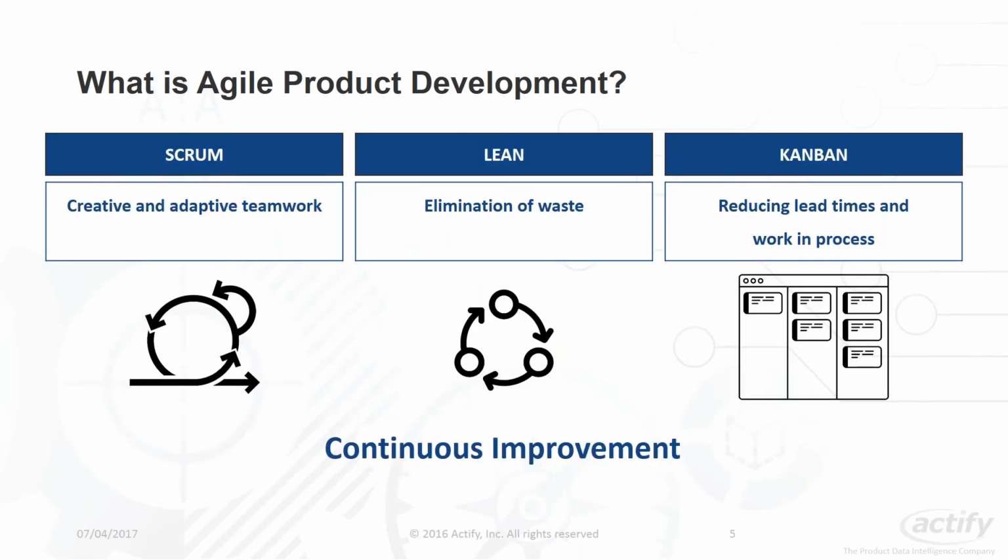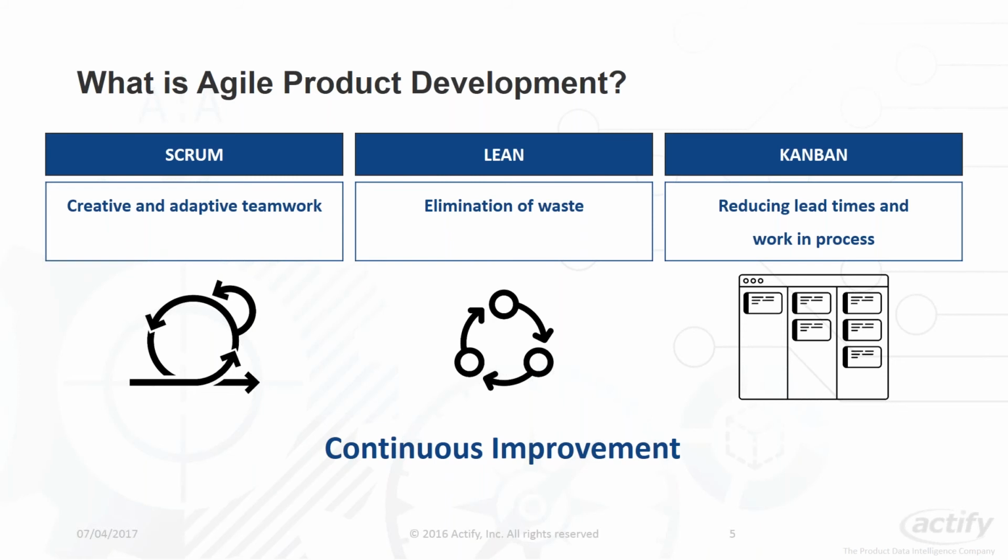Agile product development comes in several varieties. They have much in common with each other, but they emphasize slightly different things. This includes Scrum, which emphasizes creative and adaptive team working in solving complex problems. Now we've got Lean development, which focuses on the continual elimination of waste. And then there's Kanban, which concentrates on reducing lead times and reducing the amount of work in progress.